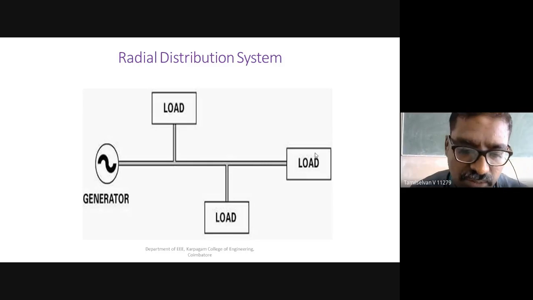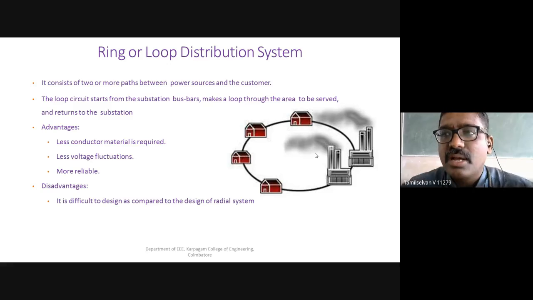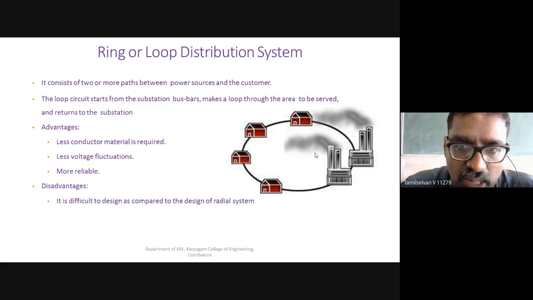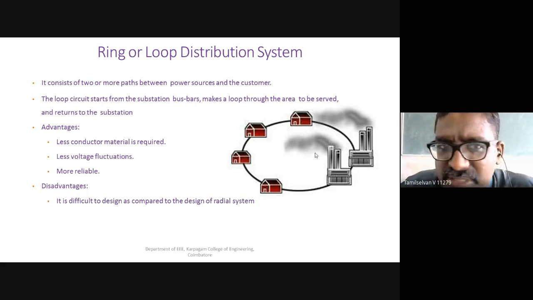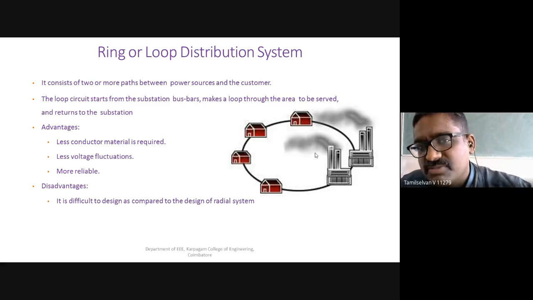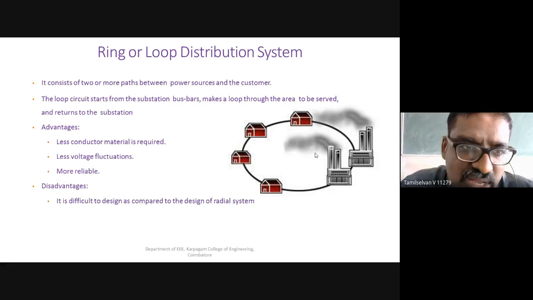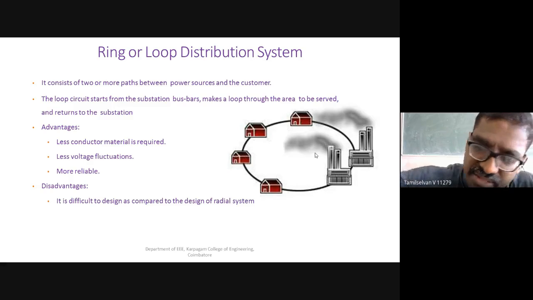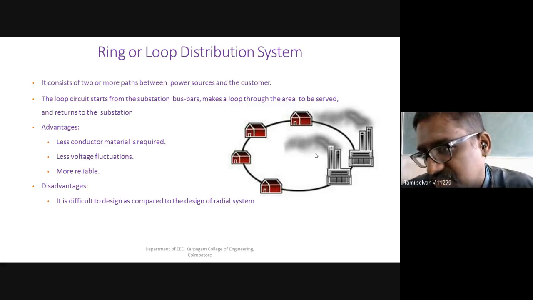Next thing we are going to see is our ring main system, or it may be called a loop system. As the name denotes, it is a ring or a loop, where two or more paths will be there between the source as well as your consumer. So loop circuits will start from the substation bus bar and serve the area, and then that loop will be returned to your substation.